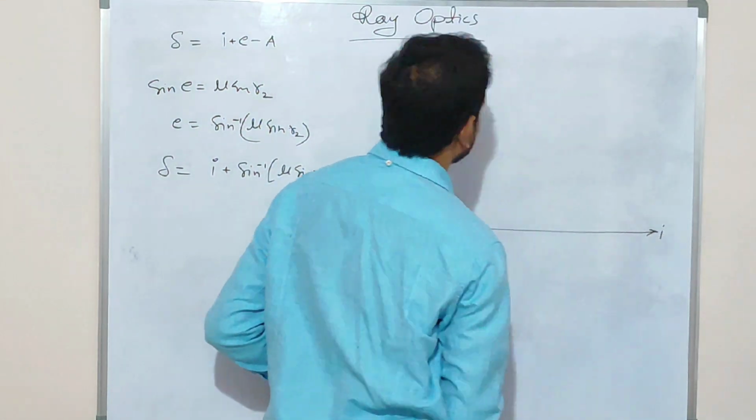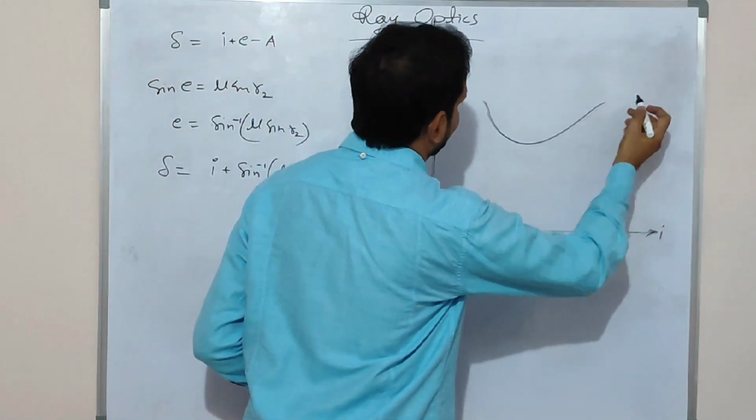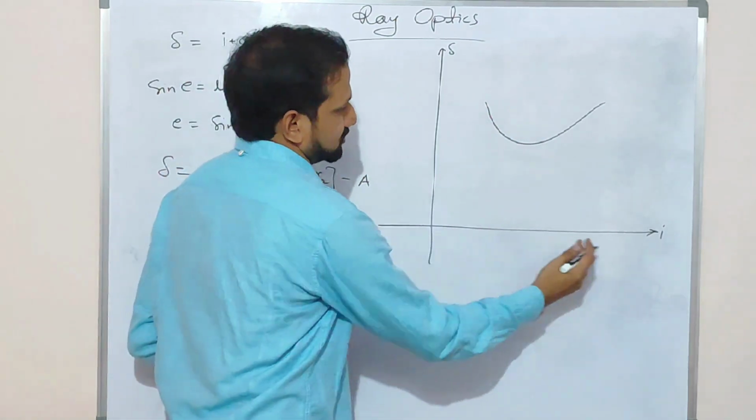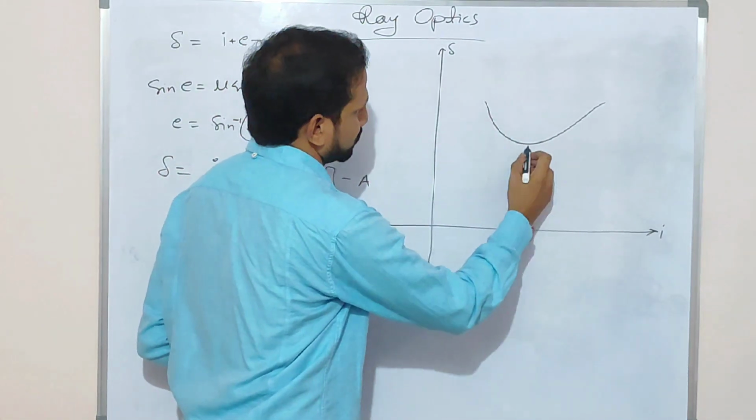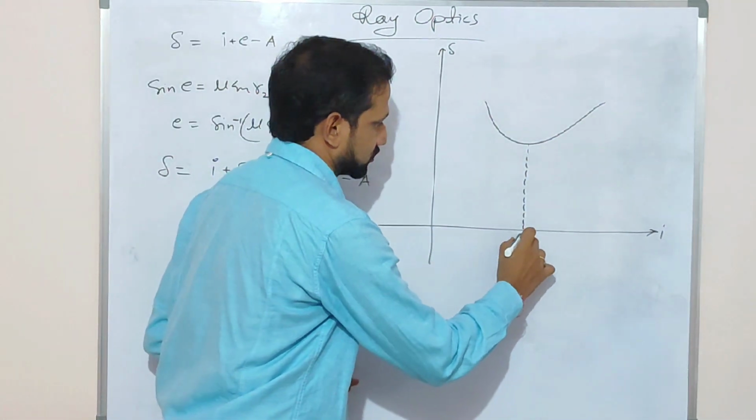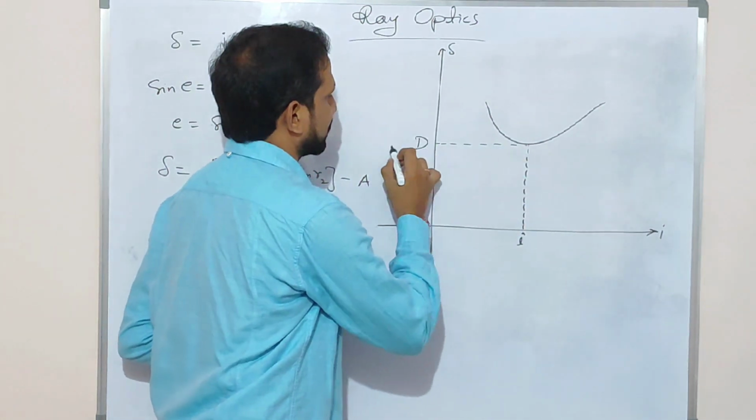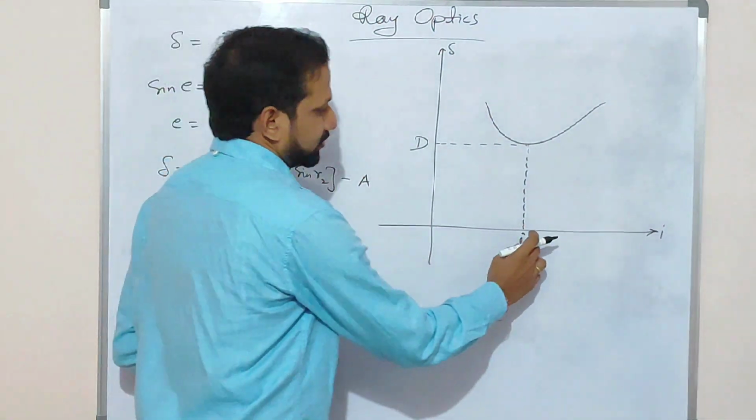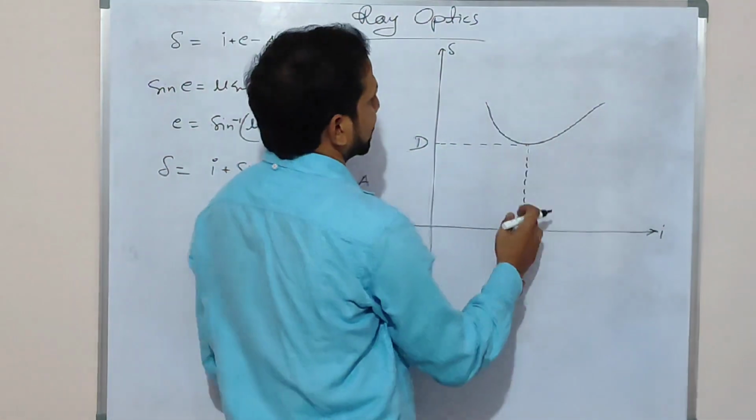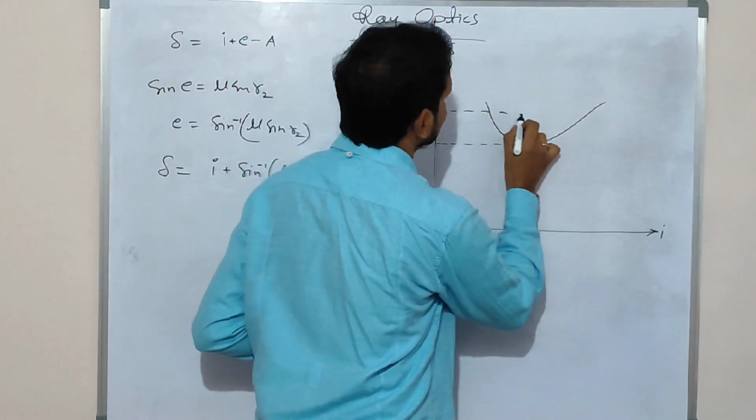So the angle of incidence is I, the deviation is delta, and the graph is going to be like this. It gives us the information that first, as the angle of incidence increases, the deviation will decrease. It will become minimum at a certain angle of incidence, say this is I. The minimum angle of deviation, we call it capital D. Beyond this angle of incidence, if you further increase the I value, then the angle of deviation will be further increased.